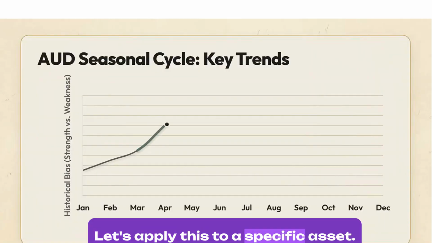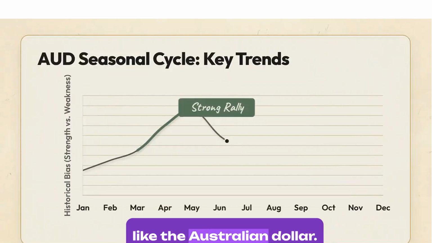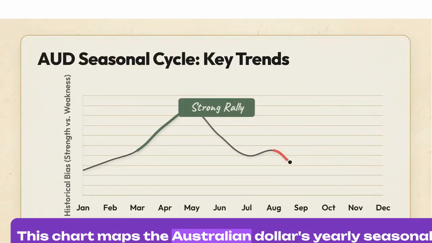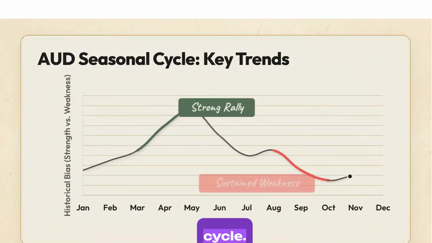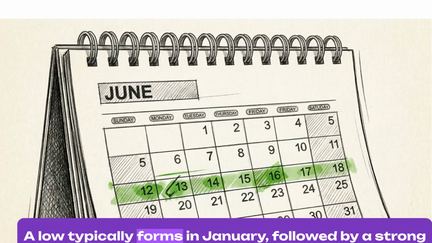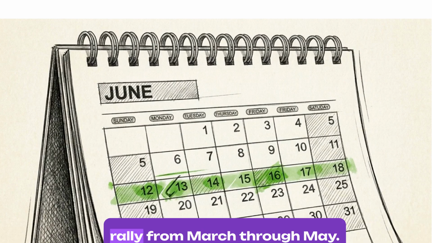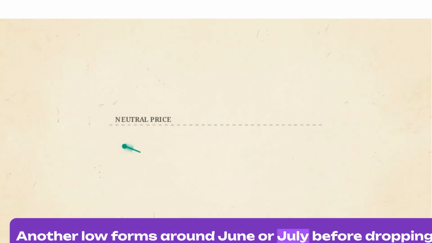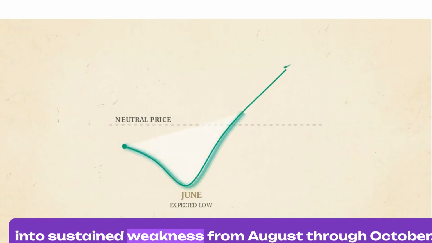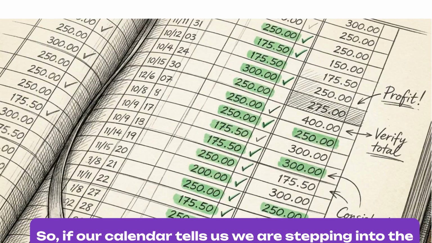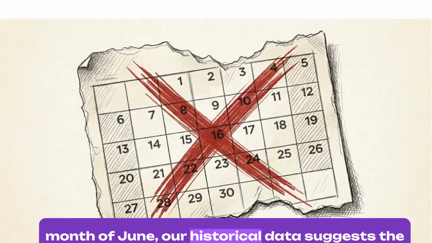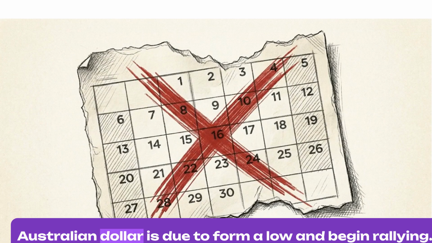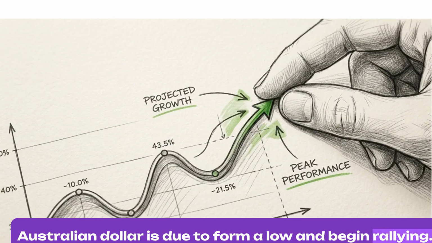Let's apply this to a specific asset, like the Australian dollar. This chart maps the Australian dollar's yearly seasonal cycle. A low typically forms in January, followed by a strong rally from March through May. Another low forms around June or July, before dropping into sustained weakness from August through October. So if our calendar tells us we are stepping into the month of June, our historical data suggests the Australian dollar is due to form a low and begin rallying.